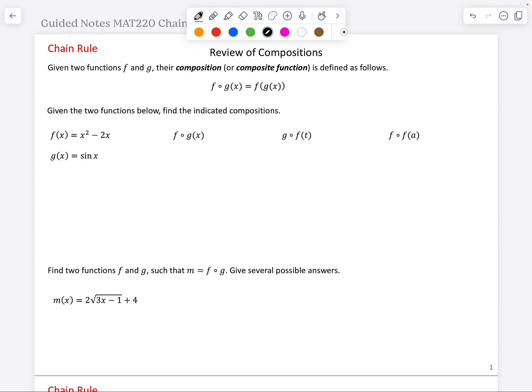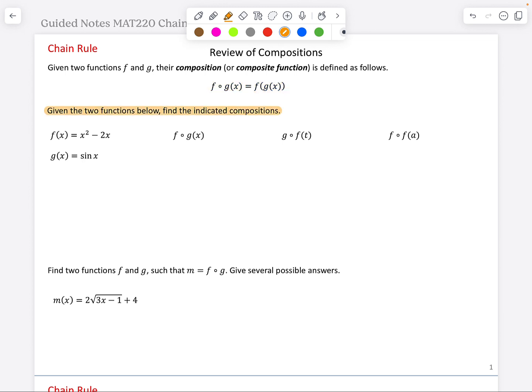This lecture will be about a rule of differentiation known as the chain rule. This first page is a review of compositions. Given two functions f and g, their composition or composite function is defined as follows. So you have one function referenced, f, a hollow circle, and then a second function, g of x. This notation means to take g of x and plug it in for all of the inputs for the function f. And we read either of these two statements as f of g of x.